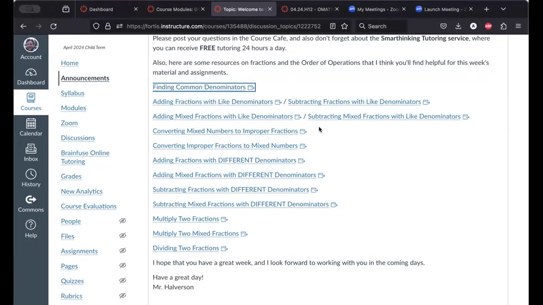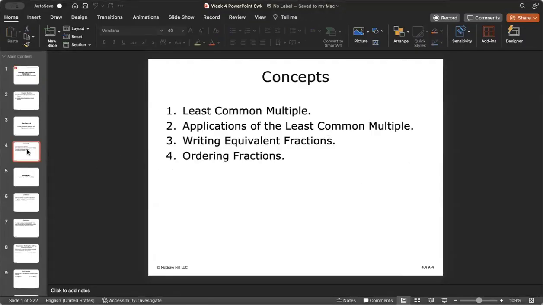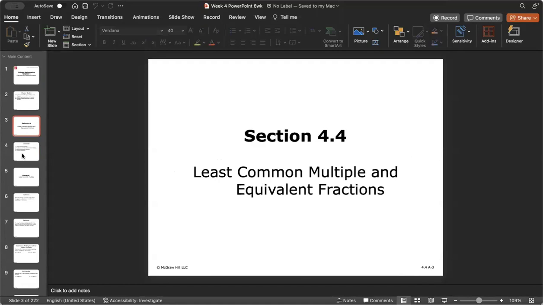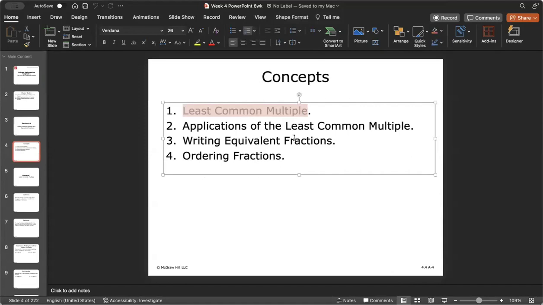So, anyways, with that in mind, I'm going to select some topics here from our PowerPoint presentation so that we make the most effective use of your time. Okay, so it's all about fractions and mixed numbers here. What we want to do is take a look at a couple of things. One is, what is the least common multiple? And that's important for adding and subtracting fractions. So let's talk about that first.